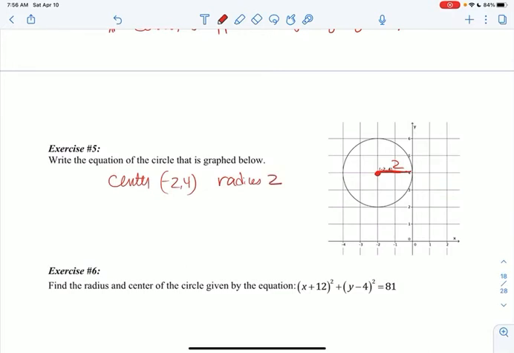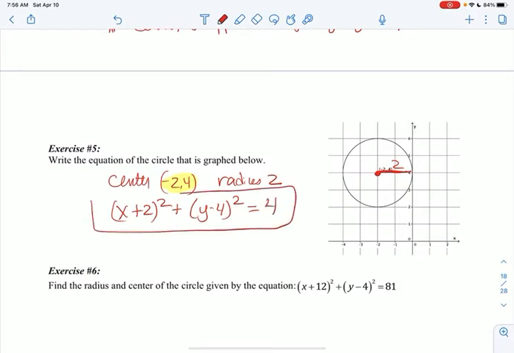Okay, so writing that equation, it's going to be x plus 2 squared plus y minus 4. Remember, these numbers are going next to the x and the y, but the signs are going to be the opposite, equals, and my radius is 2. 2 squared is 4. There we go.